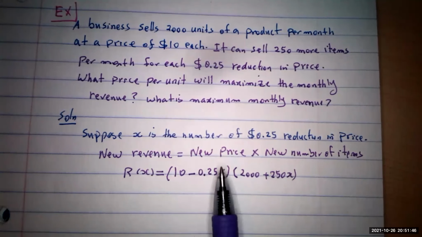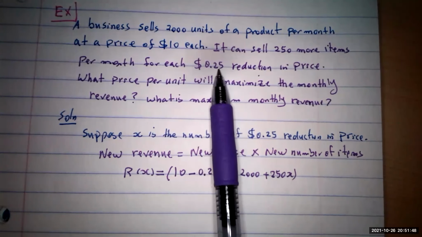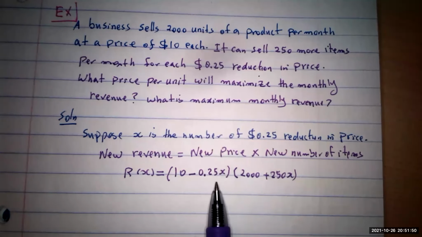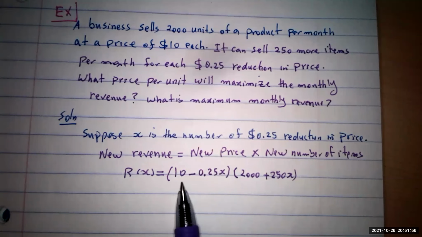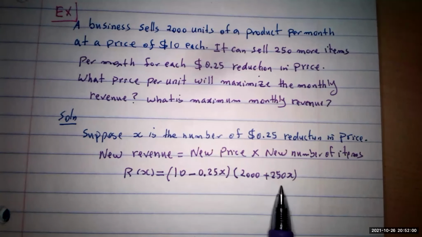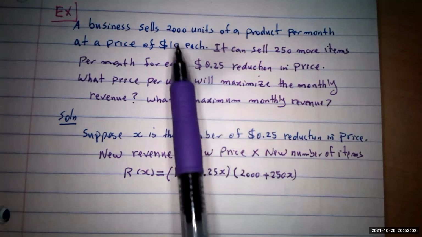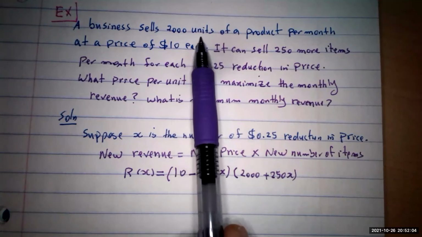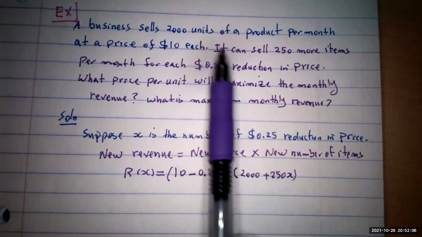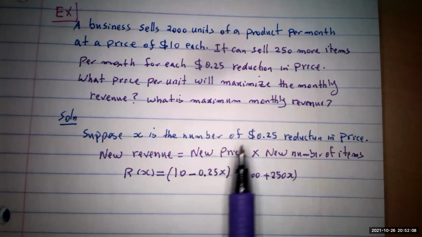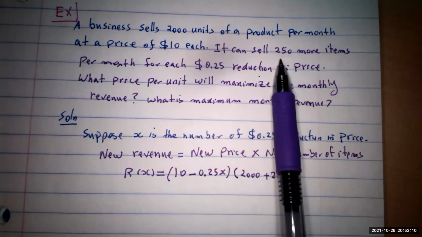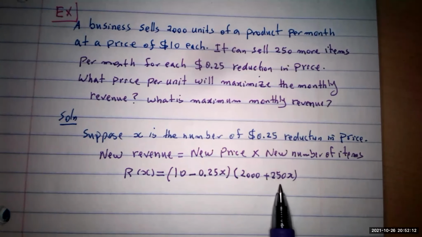How much? 25 cents. How many times did you do it? X number of times. So 10 minus 0.25X is going to be the new price. How about the number that you're going to sell? Previously, you used to sell 2,000 units per month. But now you get more customers. How many more? 250. How many times? X number of times.